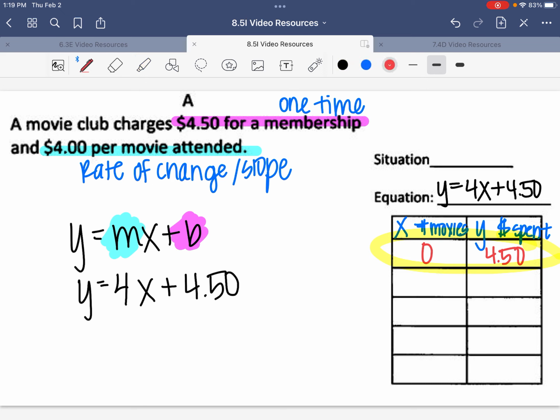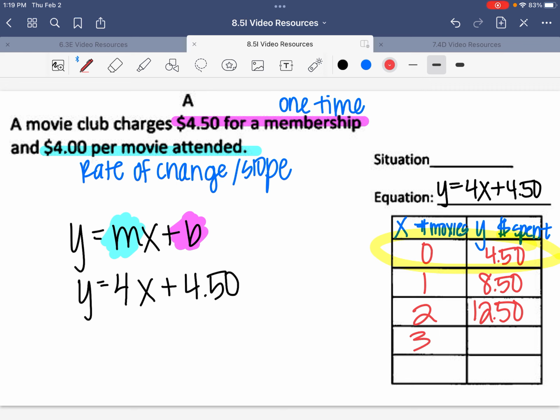If I buy 1 movie, I've already spent my $4.50 for my membership, and now I'm spending $4 more, so I have spent $8.50, because it's increasing by $4 every time I increase movies by 1. If I have bought 2 movies, I'm adding on another $4. So now I have spent $12.50. $8 of that was spent on movies, and then $4.50 of it was the membership fee.